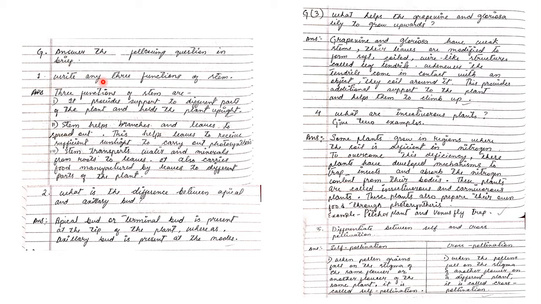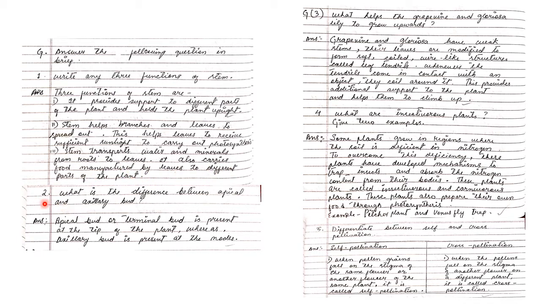1. Write any three functions of stem. Answer. Three functions of stems are: Number 1, it provides support to different parts of the plant and holds the plant upward. Number 2. Stem helps branches and leaves to spread out. This helps leaves to receive sufficient sunlight to carry out photosynthesis. And last one, number 3. Stem transports water and minerals from roots to leaves. It also carries food manufactured by leaves to different parts of the plant.